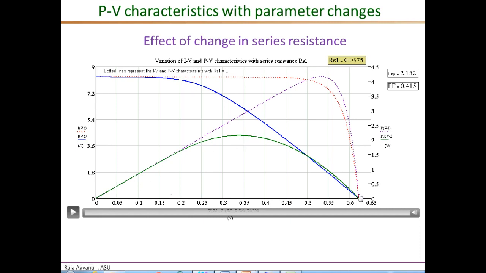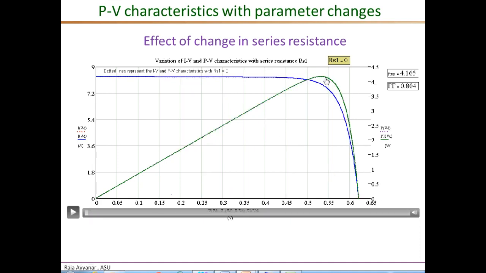So for this RS equals 0.03, the maximum power occurs somewhere around 0.34, whereas at zero resistance, it was somewhere around 0.55 or 0.52. Okay, so in fact, we use this slope of the IV curves mostly at the open circuit voltage point to make an estimate of the series resistance if we have the measured IV or the PV plots available.